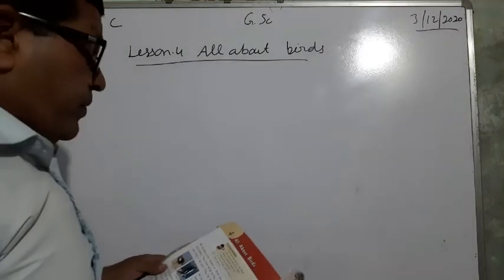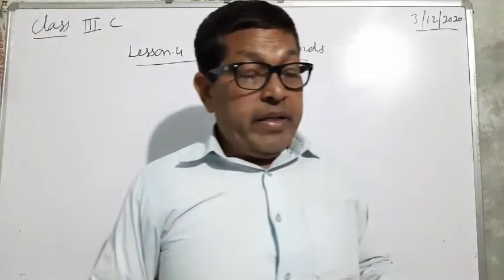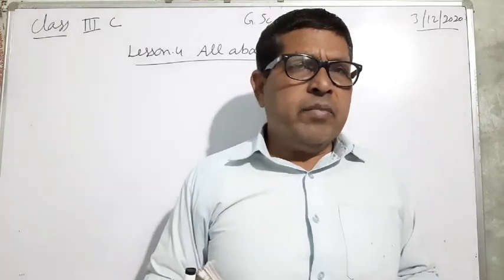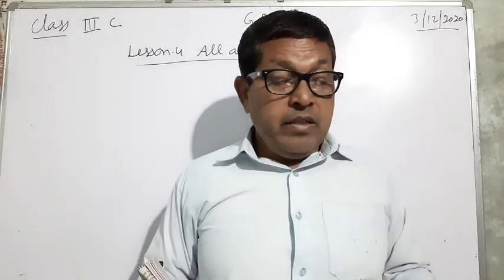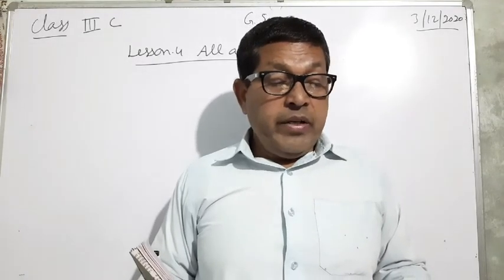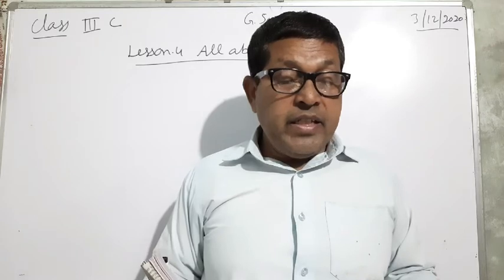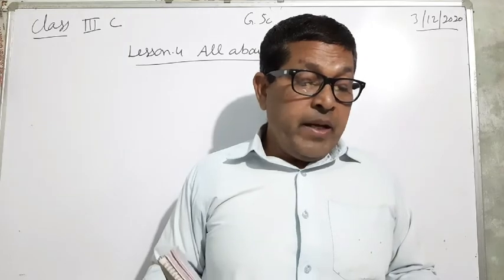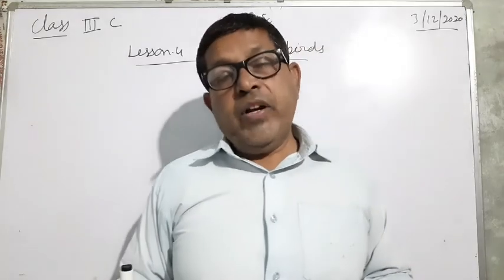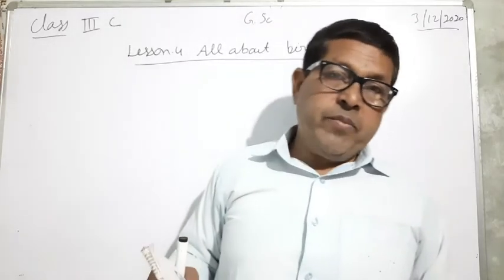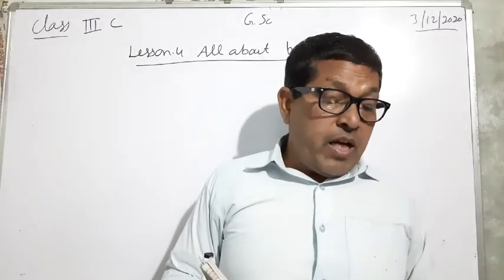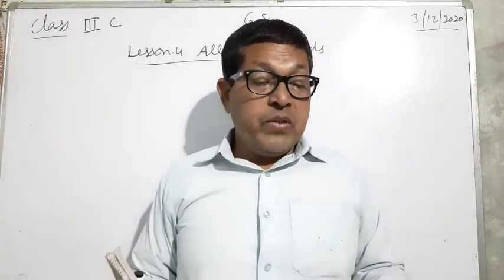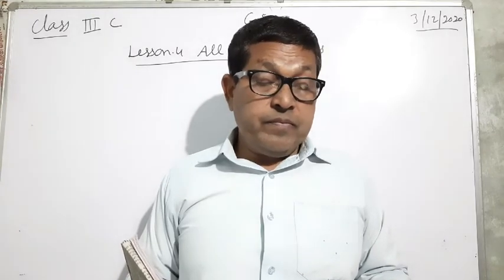Pre-reading questions. First, name the birds that you see around. You see a variety of birds. Next, which bird can see in the night? Now next, name a bird that cannot fly. Flightless birds such as ostrich, emu, etc. Now next, how do the birds fly? So these are the pre-reading questions.